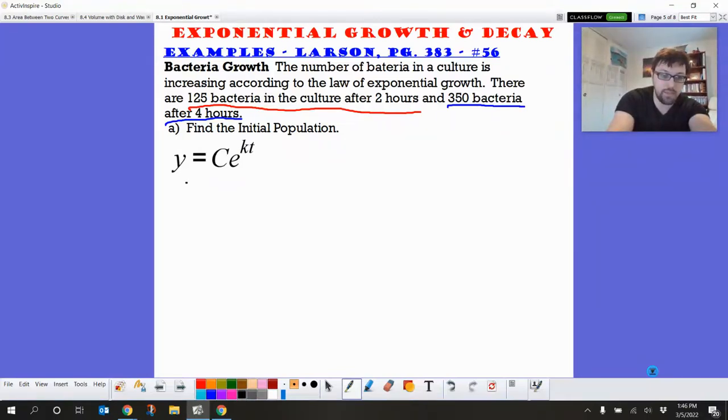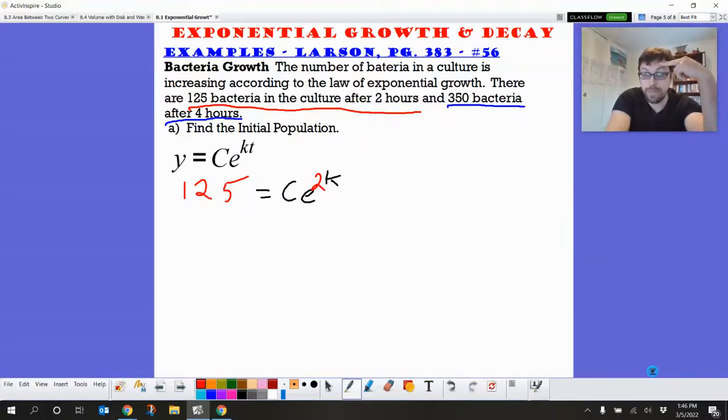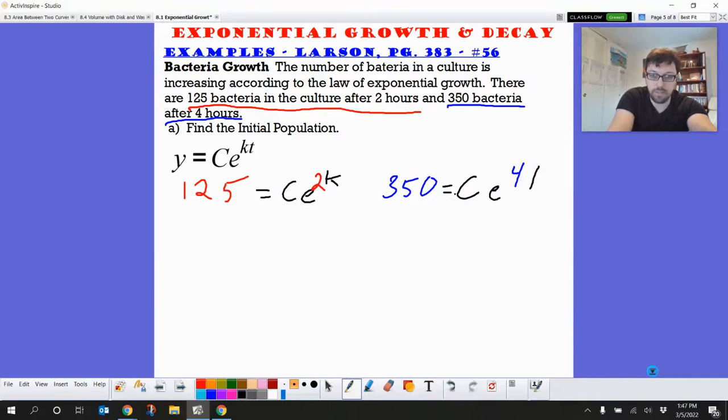So that is y. Oh, nope. Actually, plug it in. So we have 125 bacteria. I don't know what C is. I don't know what K is, but I do know that this is after 2 hours, so 2K. We also know that there are 350 bacteria equals C e to the 4k. I still don't know what those values are, but I do know that after 4 hours, this is what's going on.